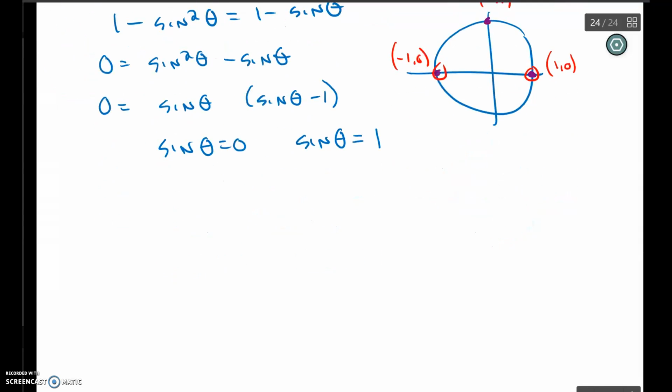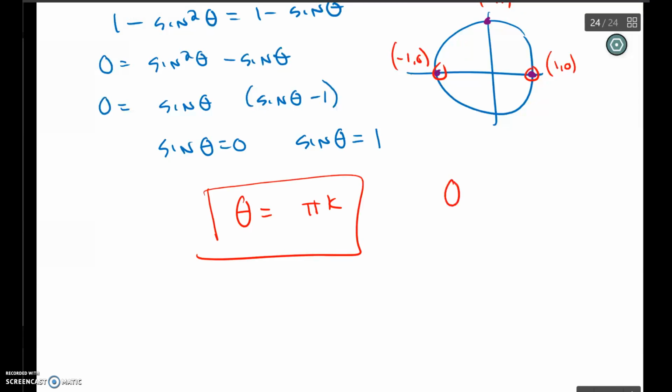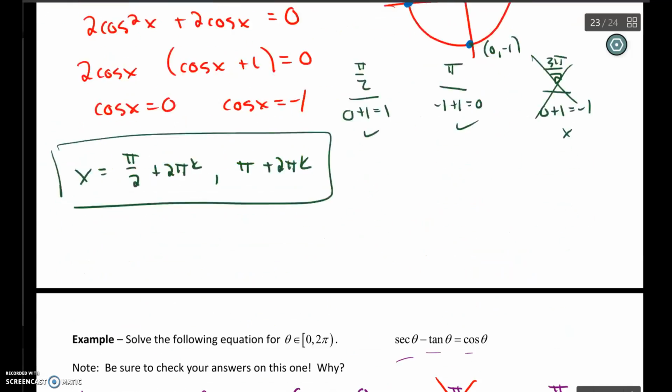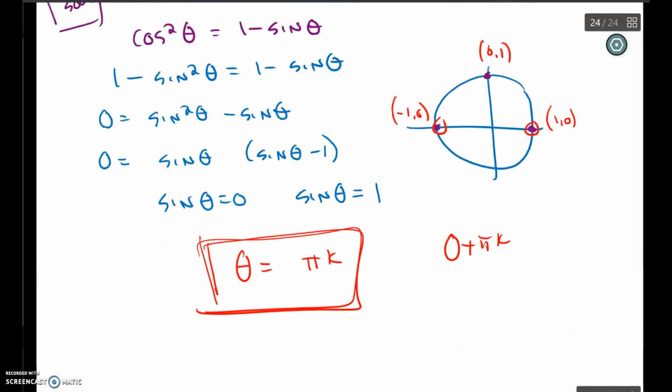So my answer is theta equals pi k. Technically 0 plus pi k if you want, but pi k. Right, there we go. Done deal. 12 minutes. Man, I should just do my lecture like that.